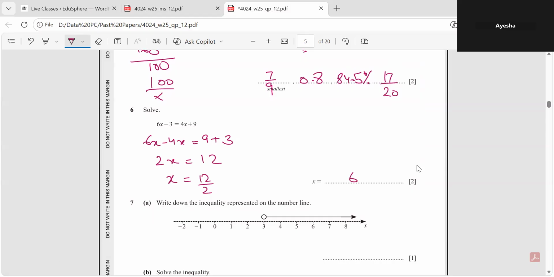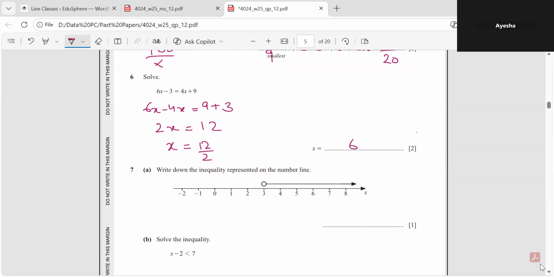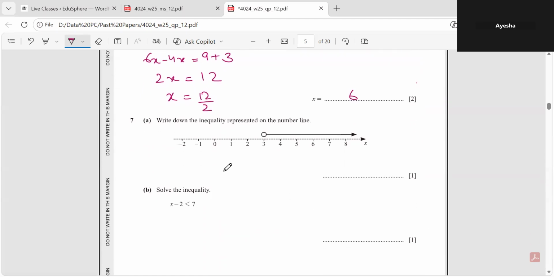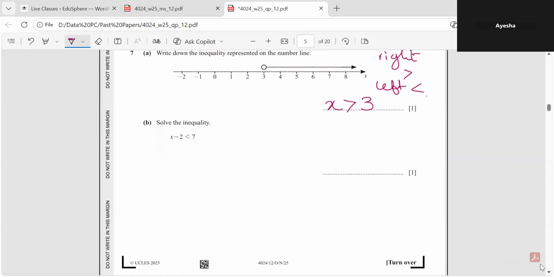Okay. Now looking at this one, write down the inequality to represent this on a number line, which is already represented on a number line. Since the circle is not colored, it means that we're going to write x is greater than, because this direction is on the right side. You may remember that the right side direction is for greater than, and the left side direction is for less than. So since it's the right side direction, we are going to write x is greater than 3. And we are not going to put greater than or equal to, because the circle is not colored. If the circle was colored, we would have to color the circle.